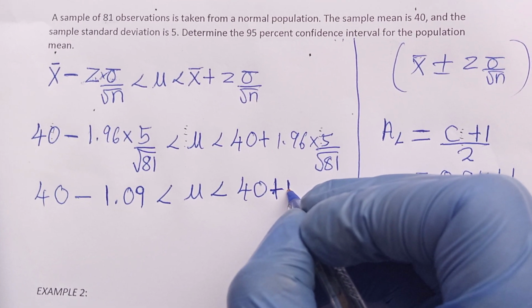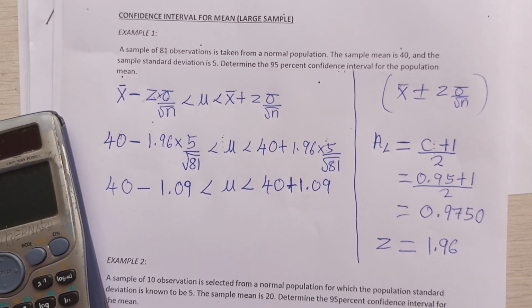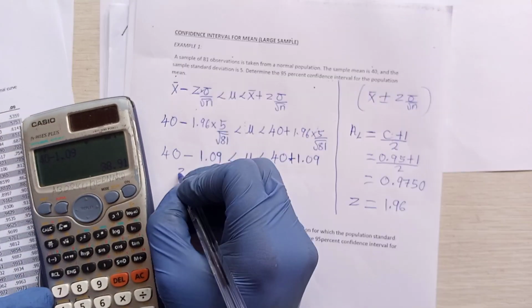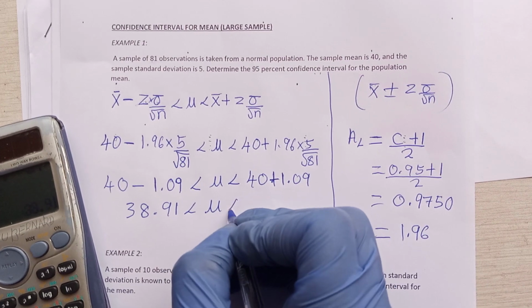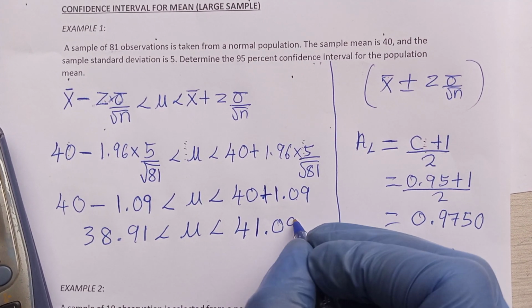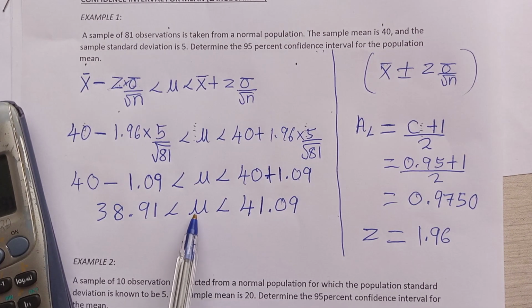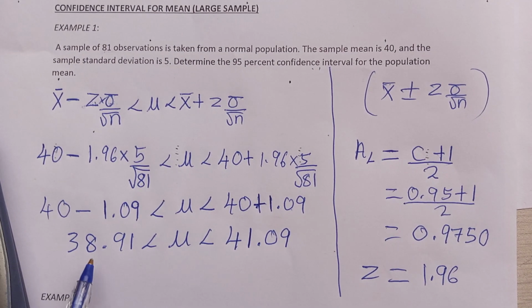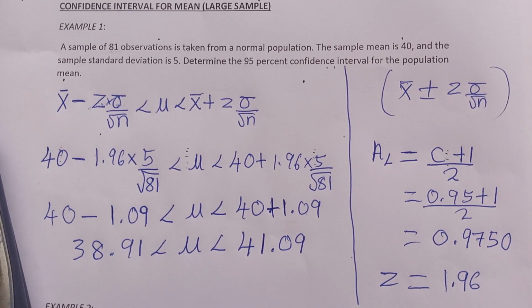plus 1.09. So quickly, when you take 40 minus 1.09, you get 38.91, isn't it? Less than mu, less than 40 plus this gives you 41.09. So you are trying to tell me that the population mean will be between 38.91 and 41.09. That's the meaning of what you've done.